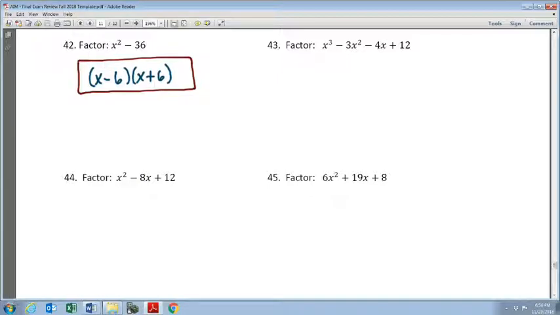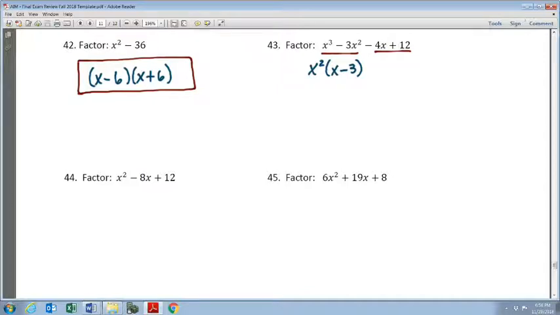43, we've got 4 terms, so factoring by grouping should be your first thought. And in fact, that's what we're going to do here. So let's go ahead and group the first 2 terms. We can factor out an x squared. X squared times x will be the x cubed, and x squared times a minus 3 will give us the minus 3x squared.